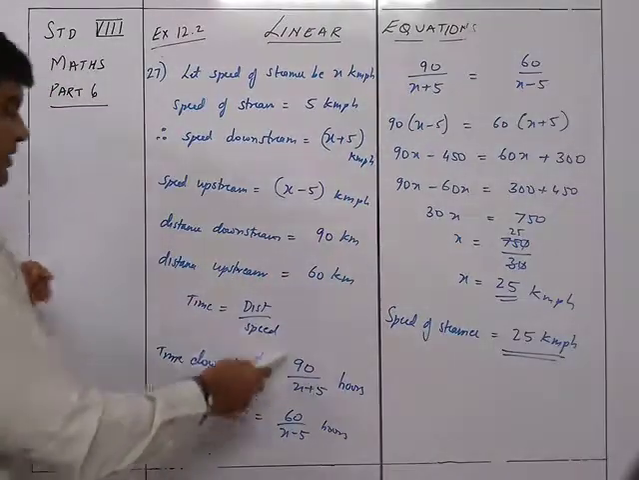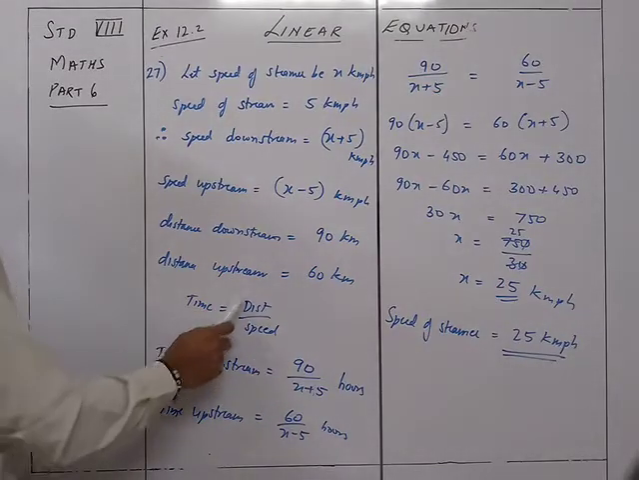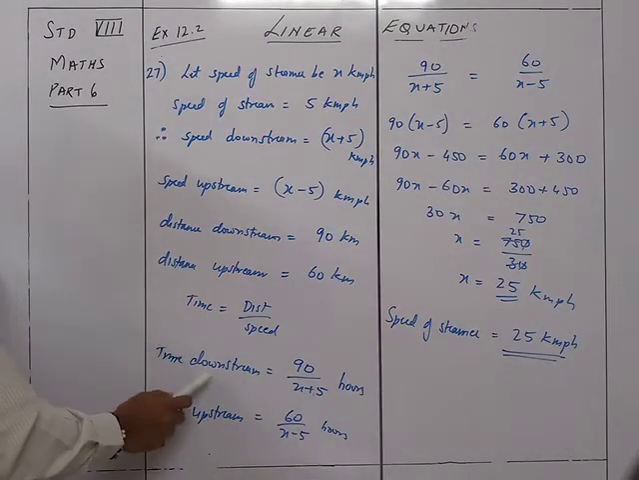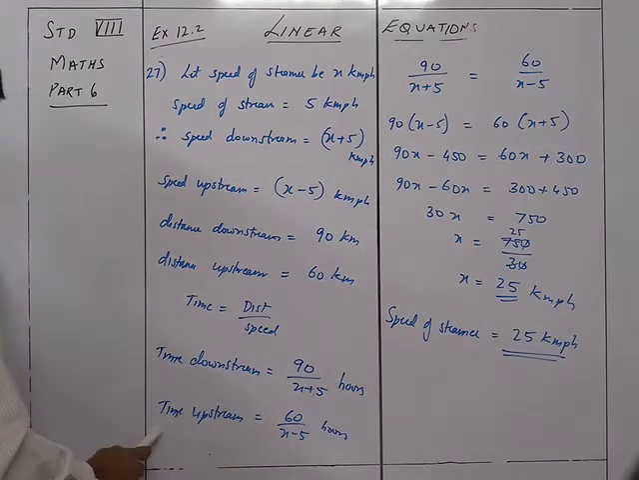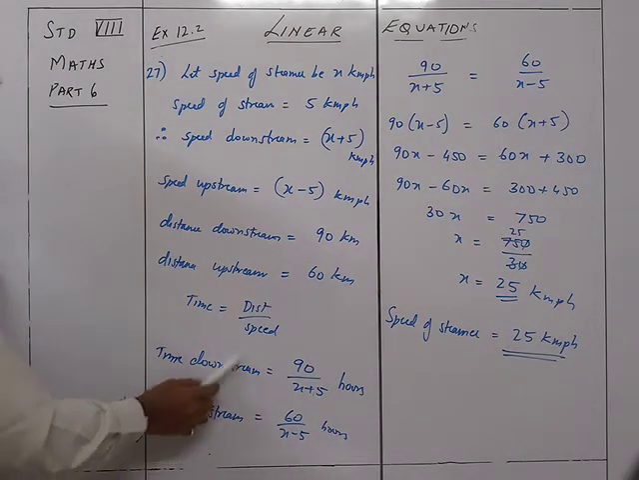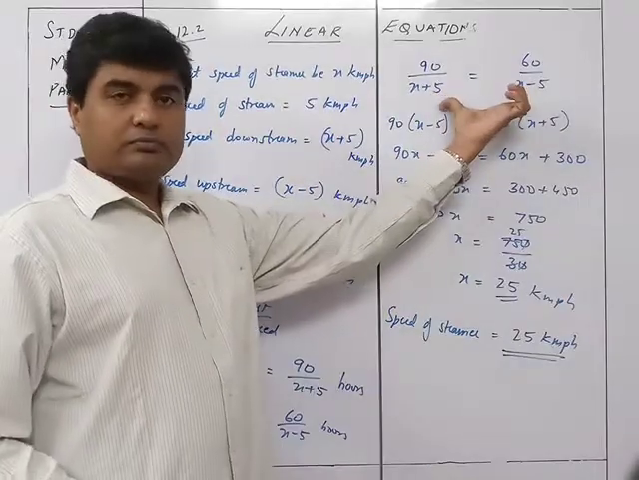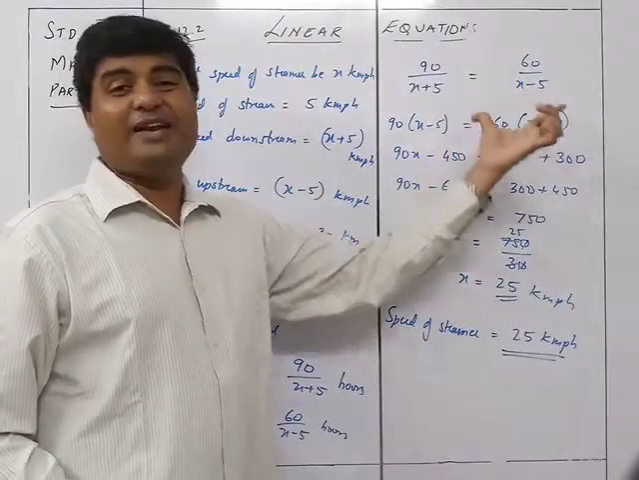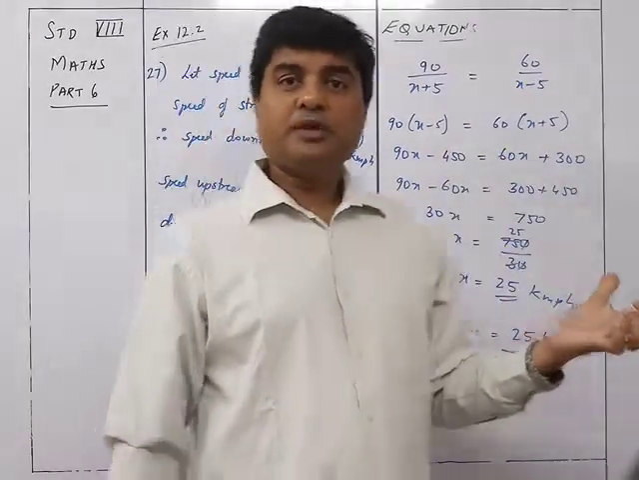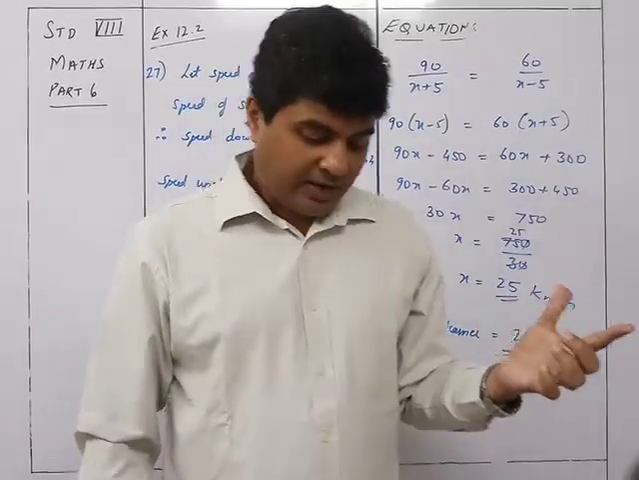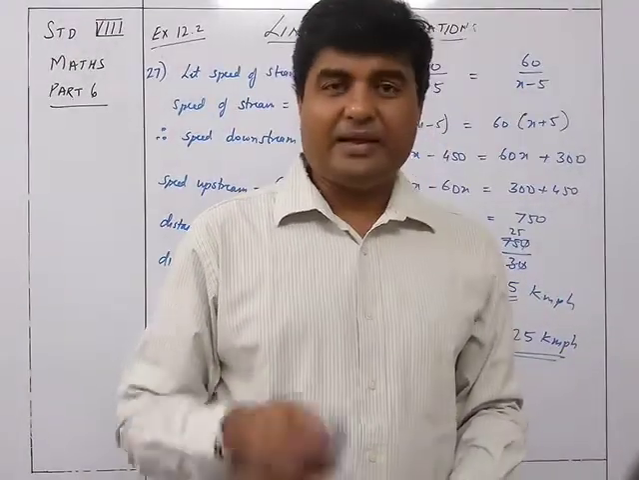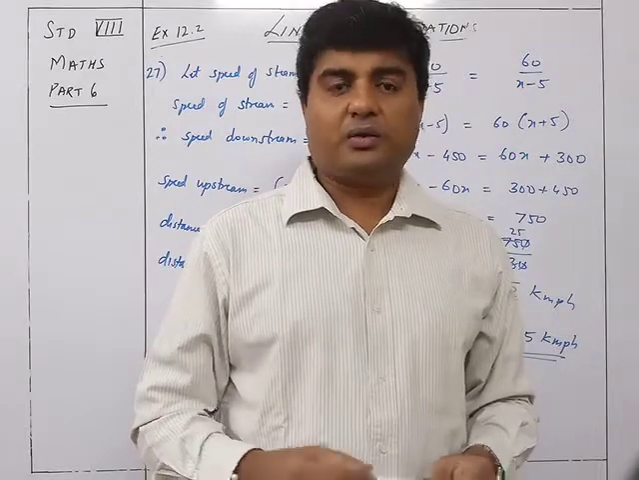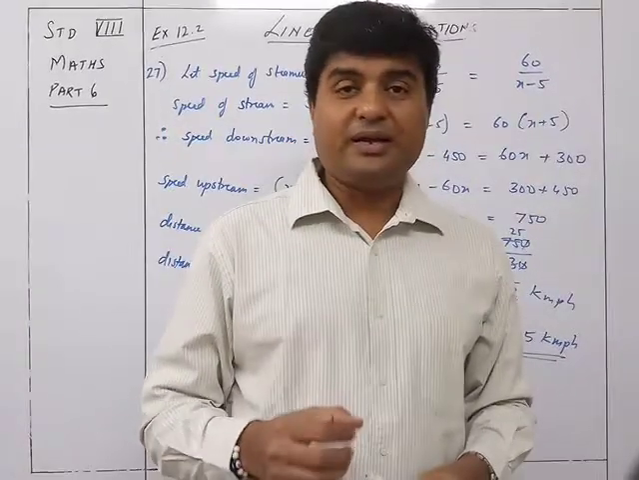And then the concept of speed is equal to distance upon time, so time is equal to distance upon speed. Accordingly, time 1 will be this upon this and time 2 will be this upon this. They have given the relationship between the two times: they are equal. This gives us a linear equation. Is it clear? That was sum number 27. I think I'll stop the video here and take sums number 28, 29, 30 in the next video.